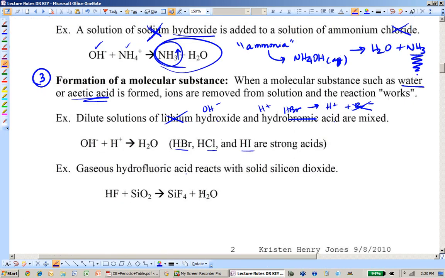So gaseous hydrofluoric acid, you must recognize that as being weak, and it will be written molecularly as HF. Reacts with solid. I don't have to think anymore. I just write the formula for silicon dioxide. Solid is my friend. Solid says, hey, not soluble. So you don't even have water present. It's not even in solution. It's just a chunk of silicon dioxide. So you simply write HF plus SiO2.